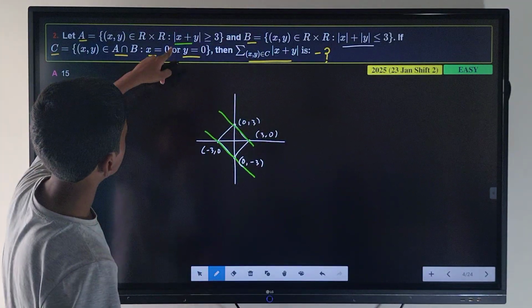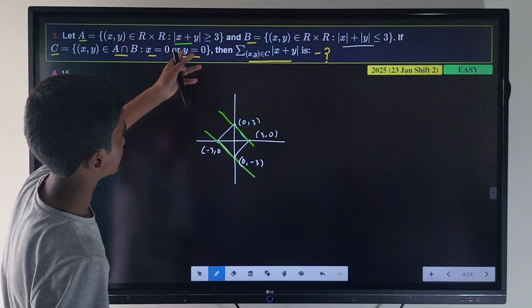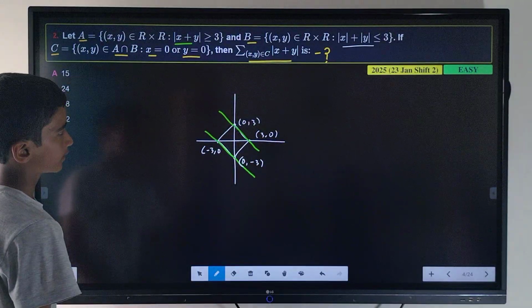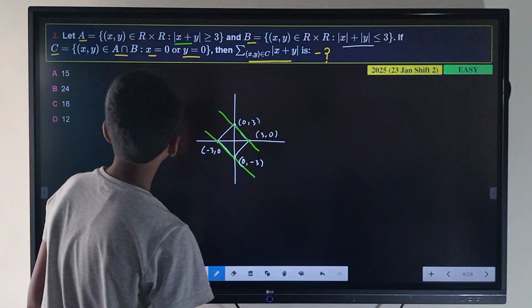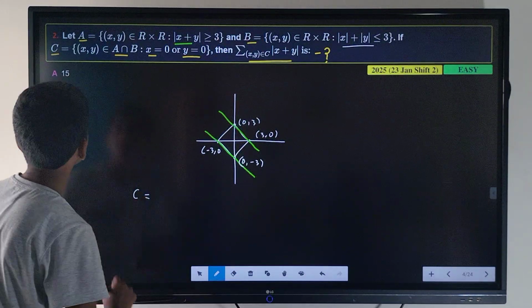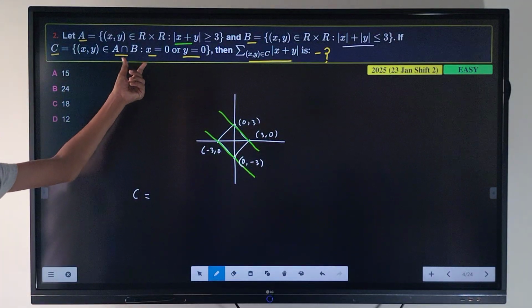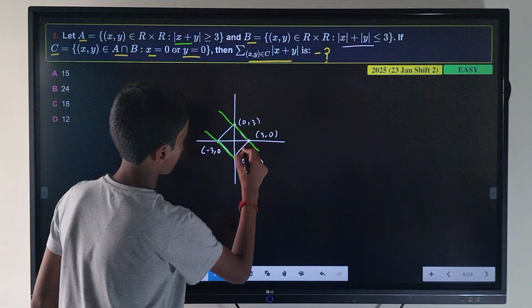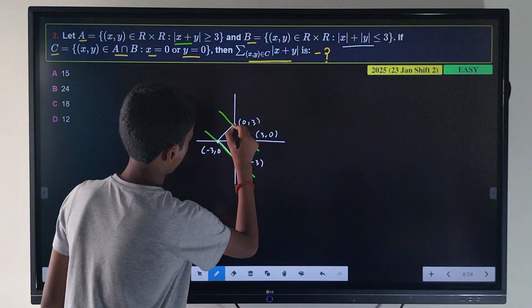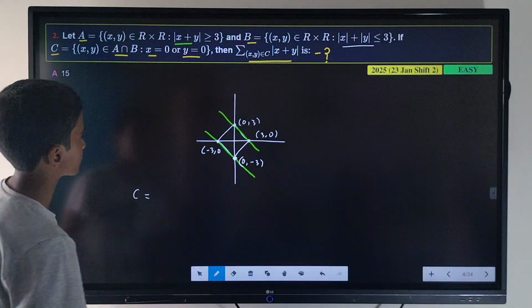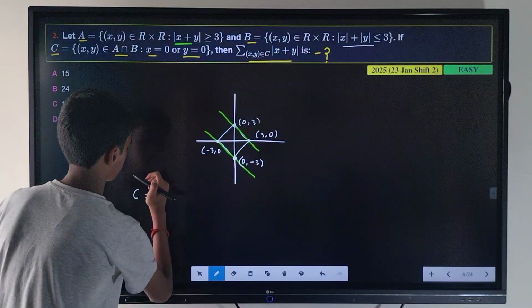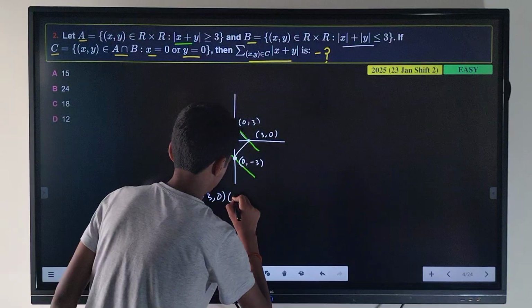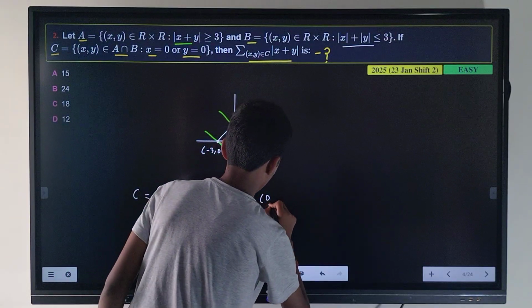Now the green one is drawn in the color green, and the white one is drawn in the color white. Now from here we can see that our set C is where A intersects B and x is equal to 0 or y is equal to 0. So for C we have these 4 points. So our C is equal to 3 comma 0, minus 3 comma 0, 0 comma 3 and 0 comma minus 3.